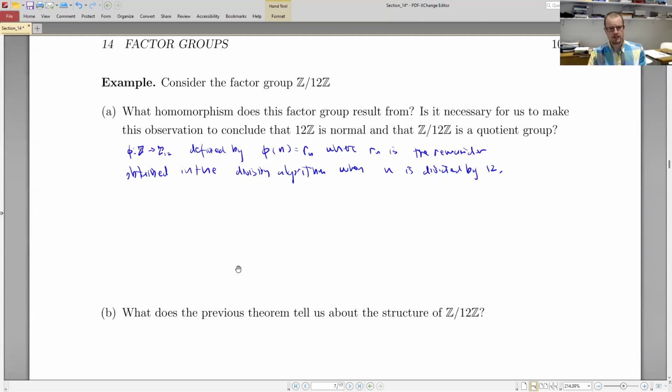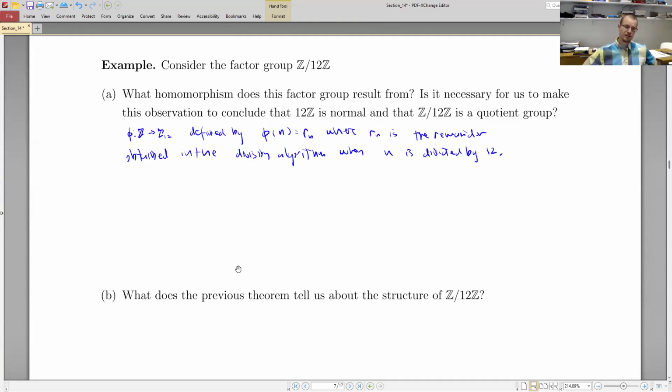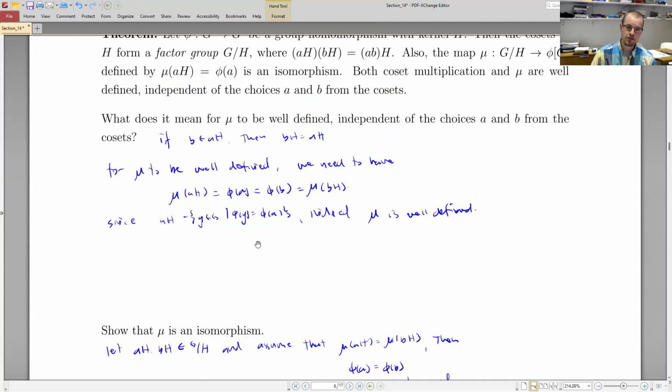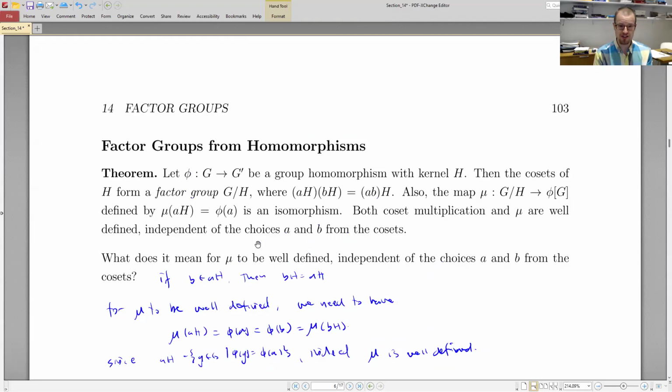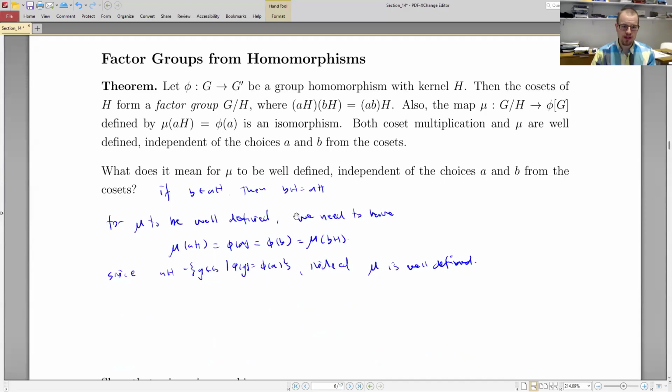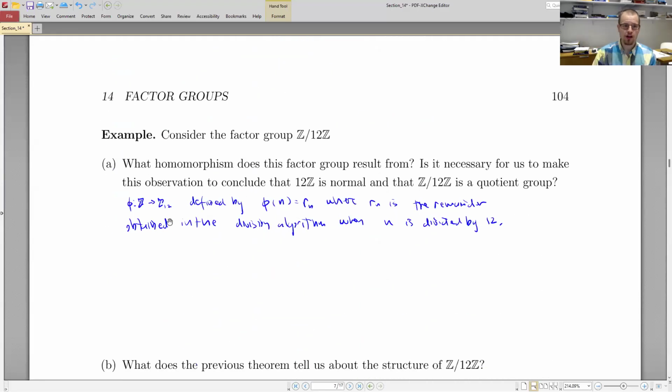Excellent. So developing a little bit further, what does the previous theorem tell us about the structure of Z mod 12Z? So we have to refer back to our previous theorem. So there was something useful in here. Yes, awesome, right? That new piece of information was the map mu. The map mu is a mapping from G mod H to phi of G, and it's saying that it's an isomorphism. That means I'm saying that these two groups are the same thing. So when I look at our group right now, well, under this homomorphism, phi of G is exactly Z12.